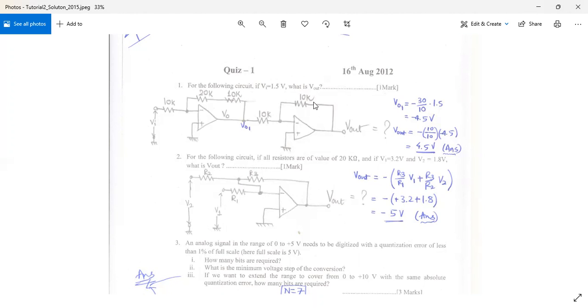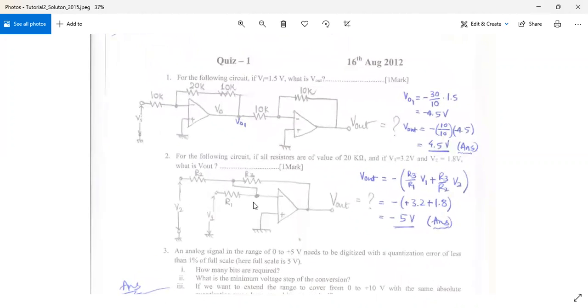The gain of this particular amplifier is minus 10 kilo ohms upon 10 kilo ohms, which is basically equivalent to 1, in magnitude. So the gain of this will be applied to my input voltage, that is now minus 4.5 volt, the voltage at this particular node. So minus 4.5 multiplied by minus 10 upon 10 is going to give me an output voltage of 4.5 volt. So all of you should have got your V out as 4.5 volt. This is the answer.